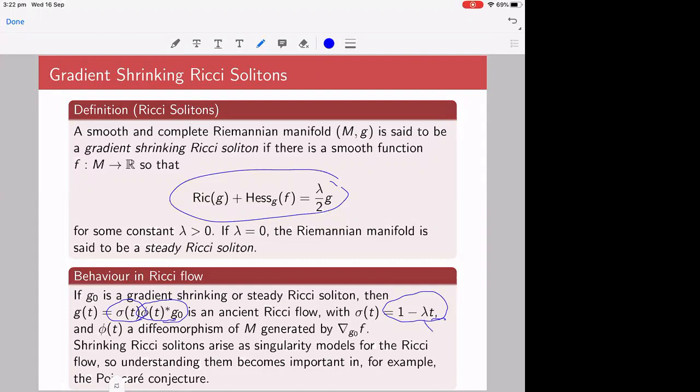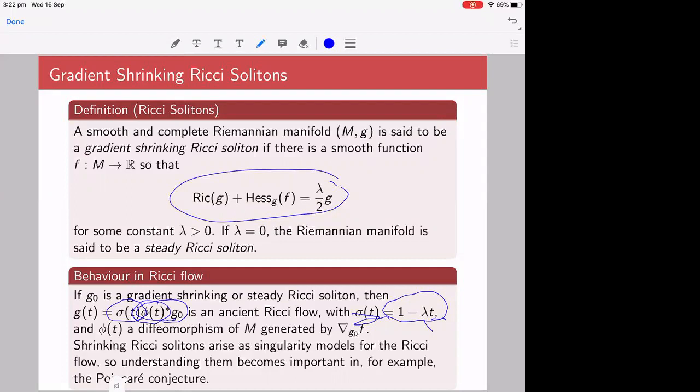This is basically why lambda strictly positive is called the shrinking case, because if lambda is positive, this sigma function is decreasing as time increases. On the other hand, if lambda equals 0, we call it steady because it's not shrinking or growing. It's only changing by this time-varying diffeomorphism here.